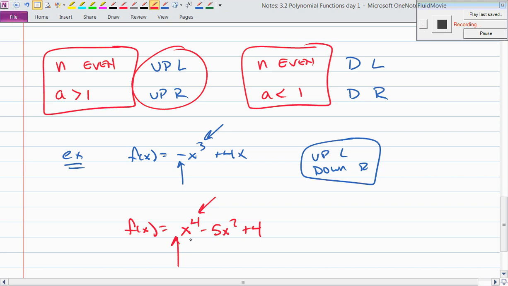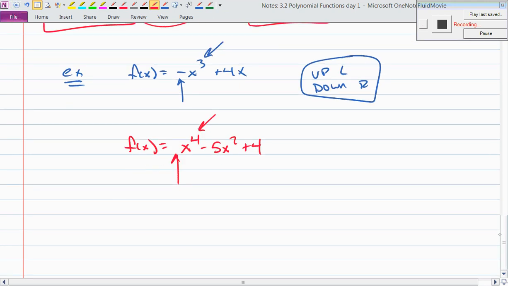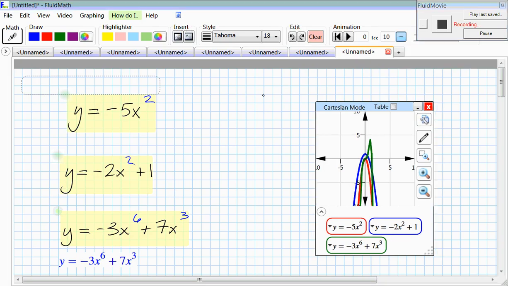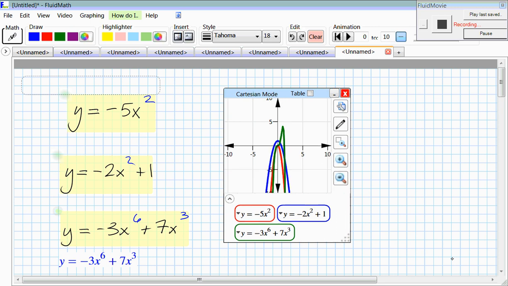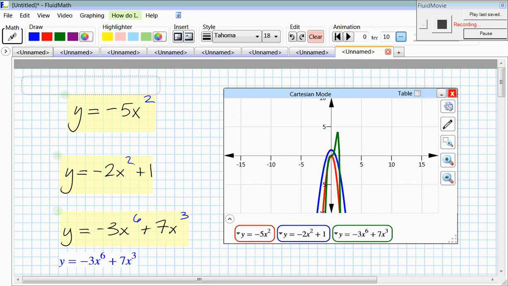Pretty cool. All right? So right now, I want you to create a polynomial function that will go down on the left. And so if we graph all of these, check this out. These are all behaving in the same way. All the ones that you guys came up with go down on the left and down on the right. So we could say, as x approaches positive infinity, f of x goes to negative infinity. And likewise, as x approaches negative infinity, f of x approaches negative infinity as well.